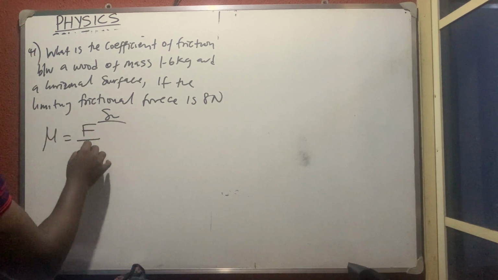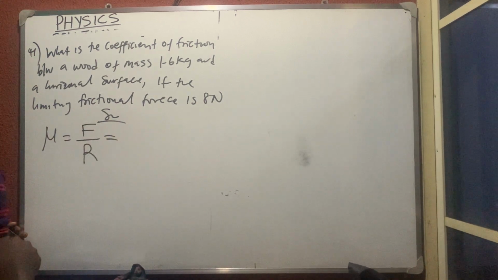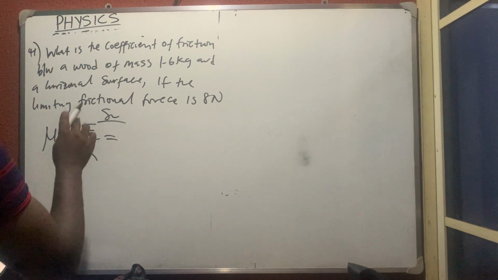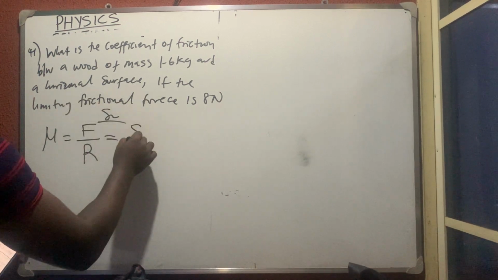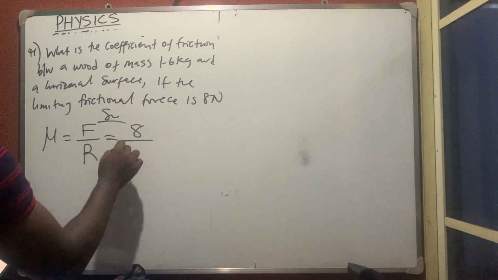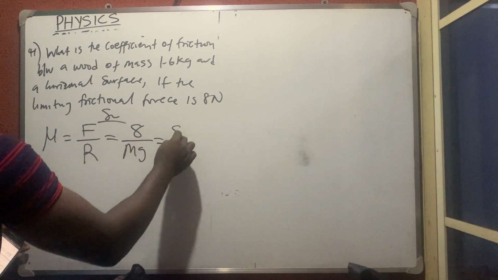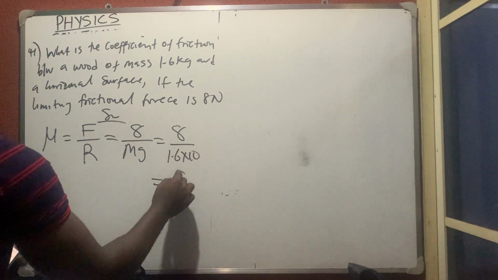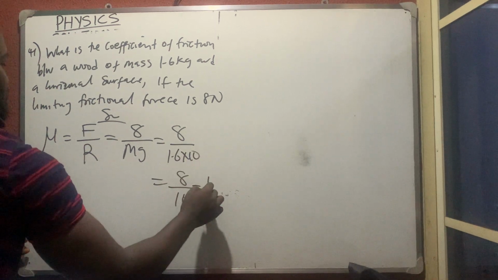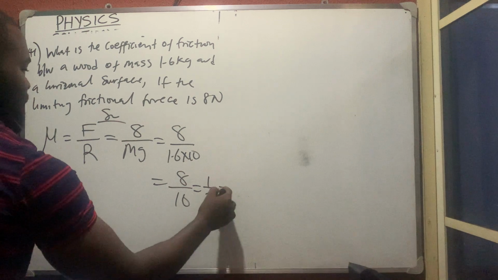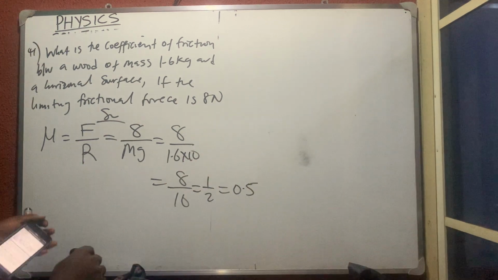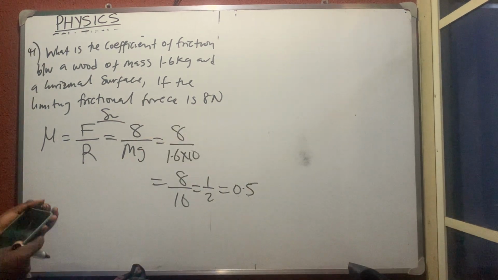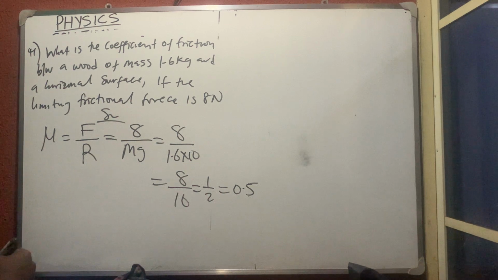Frictional force over normal reaction. And the frictional force there is a limiting force. The limiting frictional force is 8, divided by the normal reaction, which is mg, so 8 over 1.6 times 10, which is 8 over 16, which is 1 over 2. And 1 over 2 is 0.5. There is no SI unit because Newton will cancel Newton. So no SI unit. So the last question here.